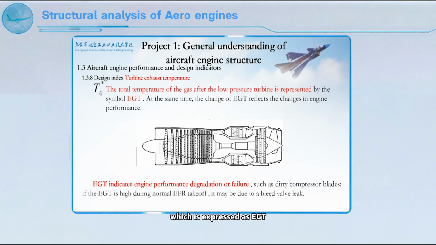Next, we will learn about a very important parameter, the total temperature of the gas after the low-pressure turbine, which is expressed as EGT. Changes in the engine turbine exhaust temperature reflect changes in engine performance. Increased EGT indicates that the engine's performance has declined or failed. For example, dirty compressor blades or bleed valve leakage failure will cause the engine's EGT to increase. If the engine exhaust temperature exceeds the specified value, it will burn the turbine components at the rear. So it is very important to monitor the engine exhaust temperature.